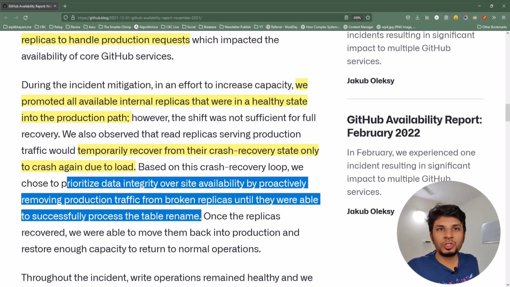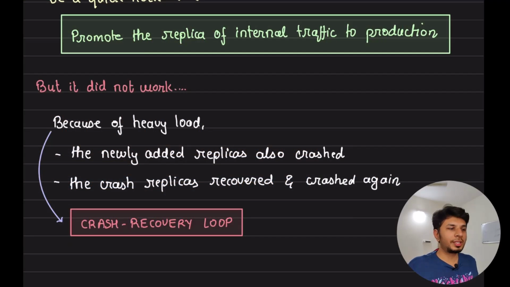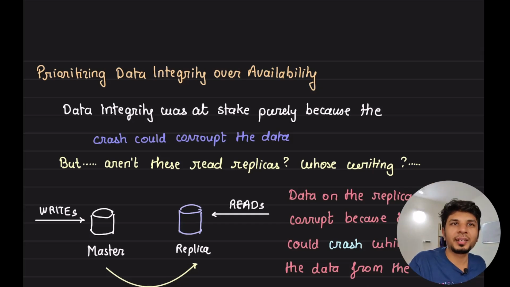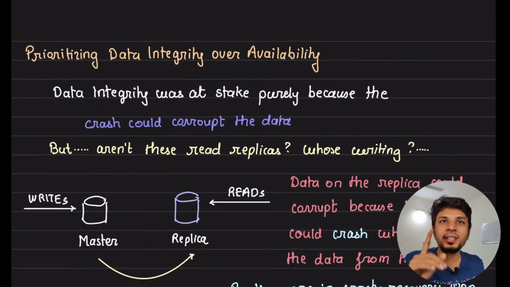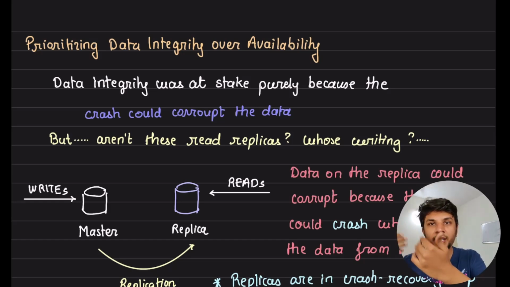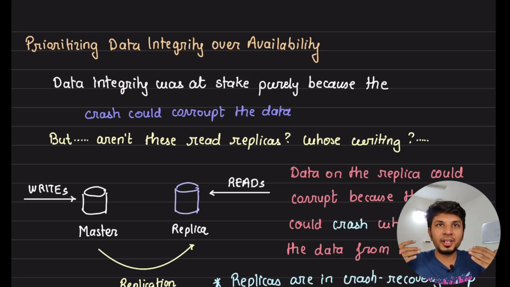This is one of the most beautiful things that an organization can do. This shows you how thoughtful they are when that outage happens, and how important data is for everyone. What they did is they prioritized data integrity over availability. When your replicas are continuously recovering and crashing, it has already affected your availability, which means you have accepted the fact that your website and your core services are down.